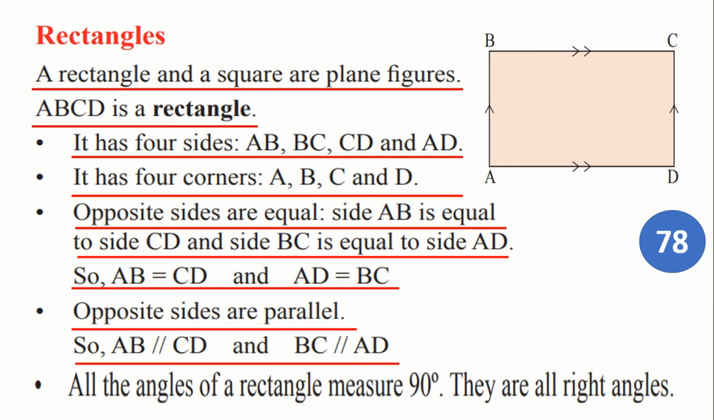All angles of a rectangle measure 90 degrees. They are all right angles. Again, all the angles of a rectangle measure 90 degrees. They are all right angles.